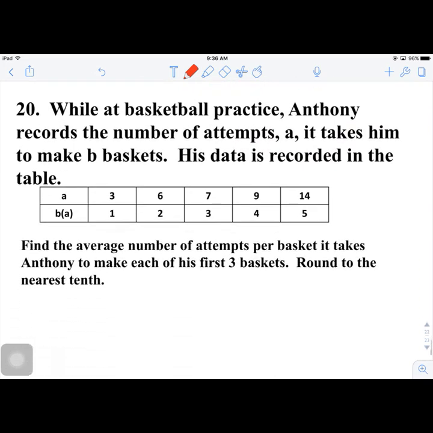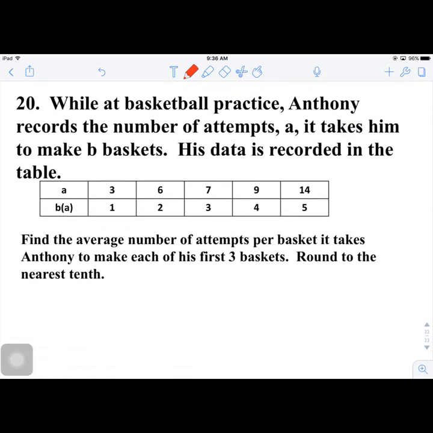End of the problem. Number 20. While at basketball practice, Anthony records the number of attempts A it takes him to make B baskets. His data is recorded in the table, and the question is asking us to find the average number of attempts per basket it will take Anthony to make each of his first 3 baskets and round to the nearest tenth.